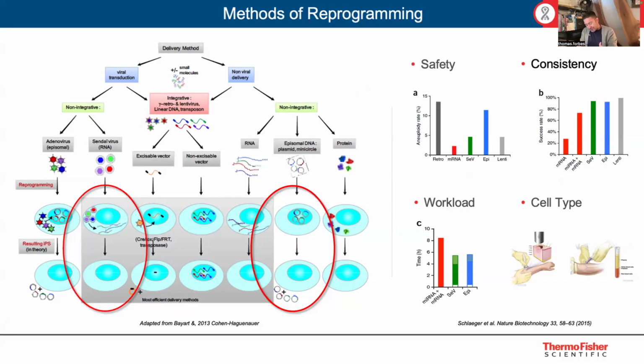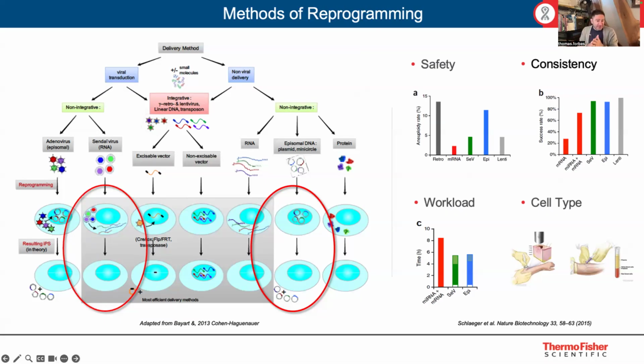And again, as a quick refresher, that's that process of reverting a somatic or adult cell back to a pluripotent state, so that it behaves like an embryonic stem cell. And we do this by forcing the expression of four different transcription factors: OCT4, SOX2, KLF4, and c-MYC. And of course, as we talked about, there's loads of different ways to deliver these factors into cells to start that process of reprogramming.